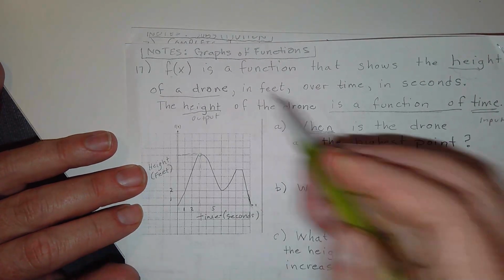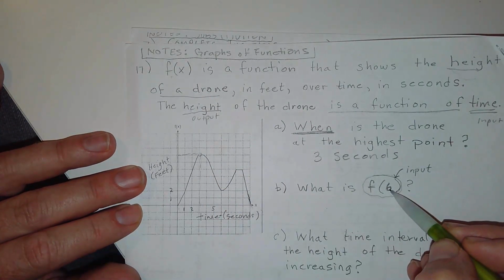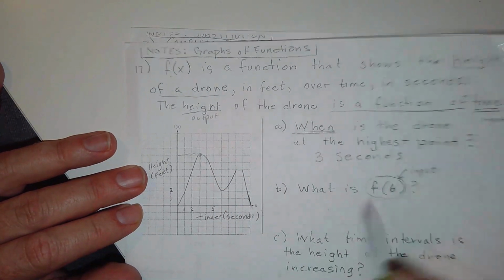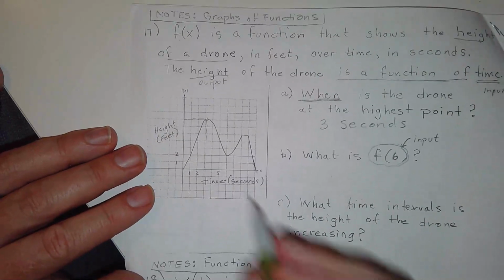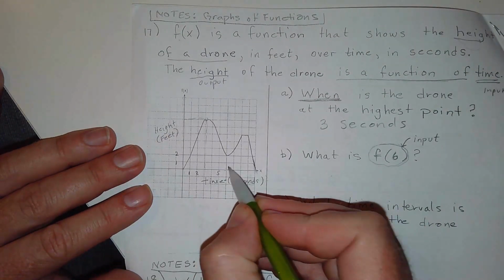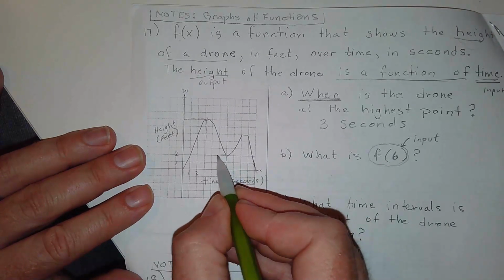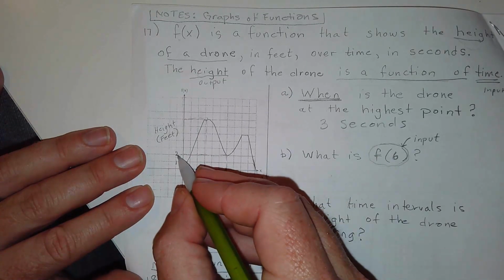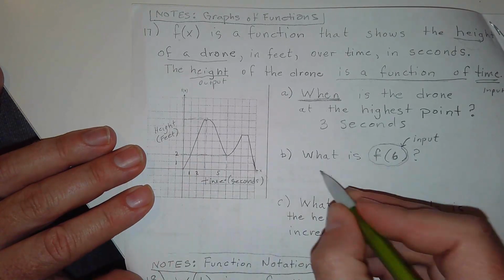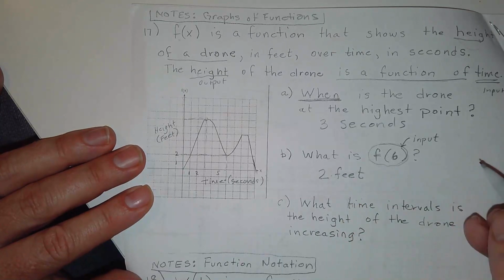So this shorthand is saying what is the height of the drone at 6 seconds. And again, you can always look, if the function says f of x, then this 6 is replacing the x, and we know the x-axis from the chart is the time in seconds. So what is f of 6? Well, let's go find 6 seconds, go up to the function, and follow our way over. So that happened at 2 feet. That drone was at 2 feet at 6 seconds.